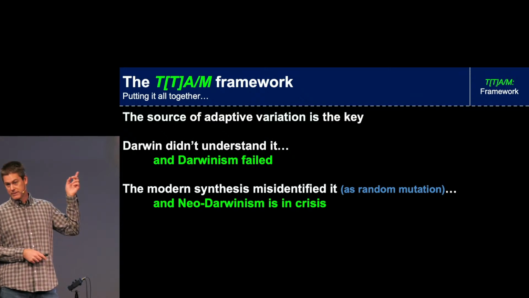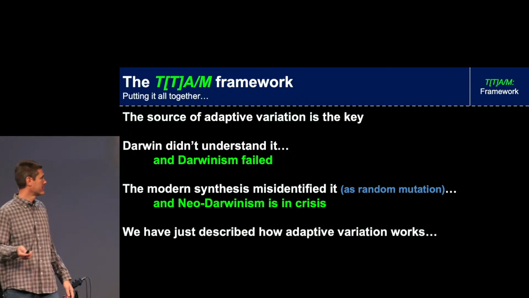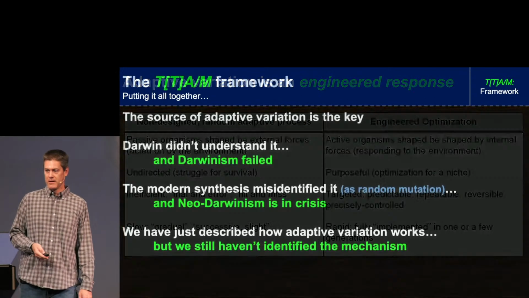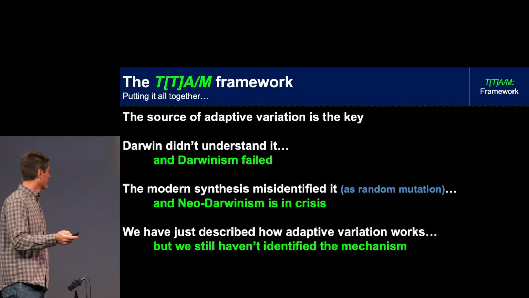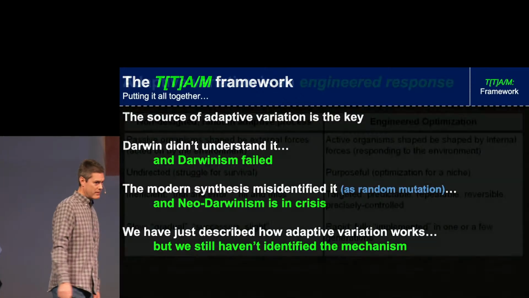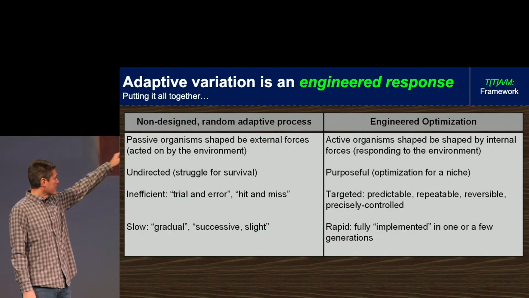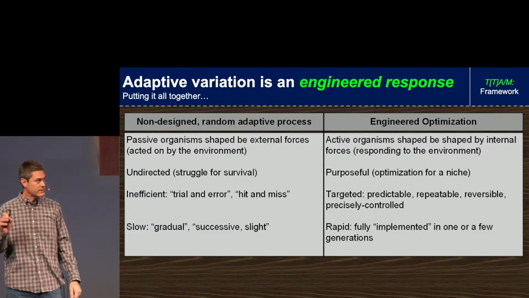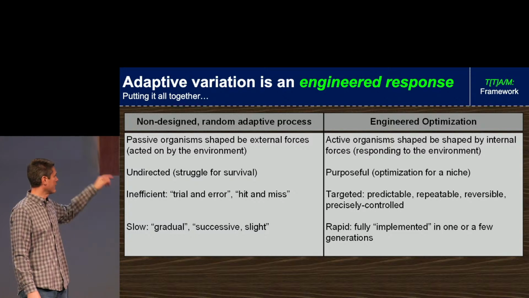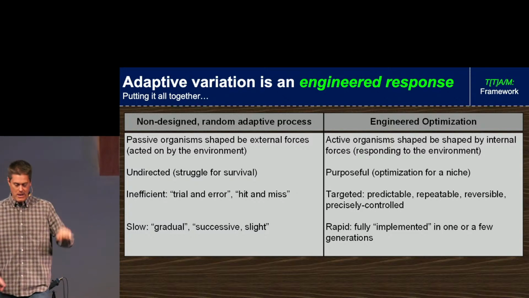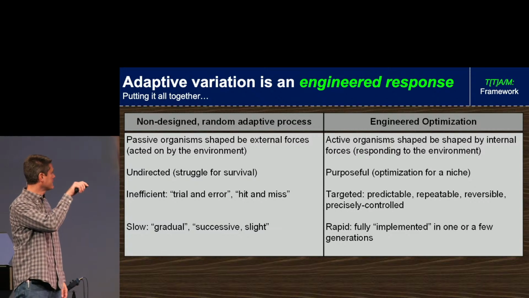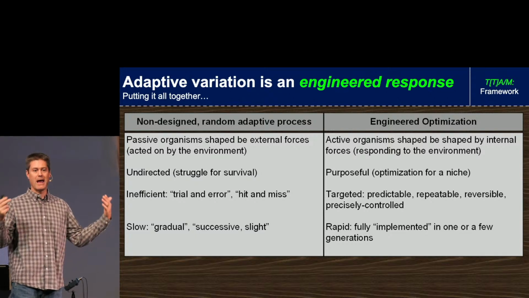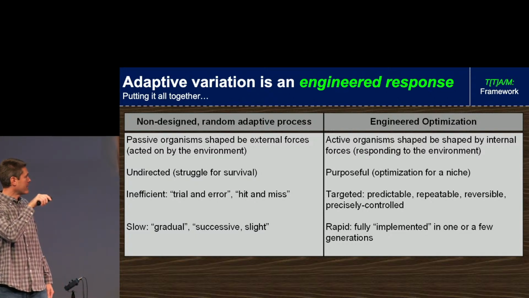We just described how it works from a framework, but we still haven't identified what the mechanism is. So let's identify the mechanism. We're going to start by comparing the two different models: non-designed random adaptive process versus what I'm calling engineered optimization. I'm going to say, as I think the examples are starting to show, that adaptive variation is an engineered response. So what do those two different paradigms look like? Well, in a non-designed random adaptive process, you've got passive organisms, and they're shaped by external forces, the environment acting on them. In engineered optimization, you've got active organisms.